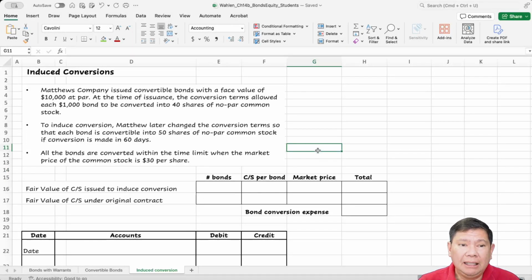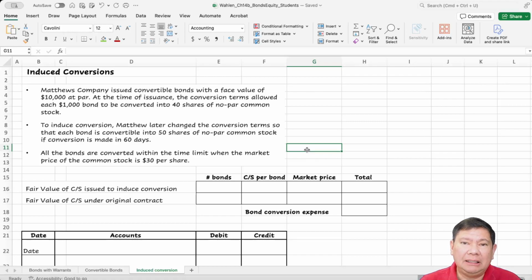Hello everyone, in this video we're going to look at induced conversions. This is a situation where the company issuing the bonds gives incentives for the bondholders to convert their bonds into common stocks for whatever reasons, like if they want to improve their ratio calculation, debt to equity ratio, or to take advantage of the change in interest rate or any other reason.